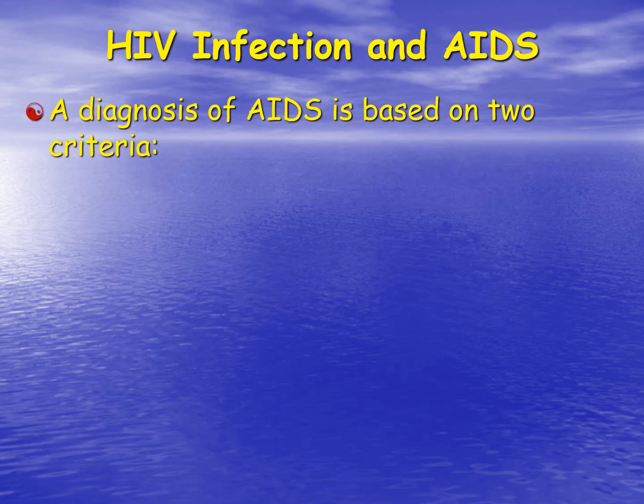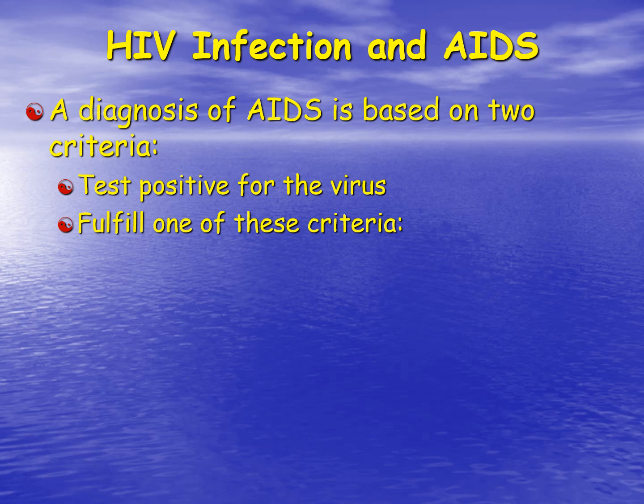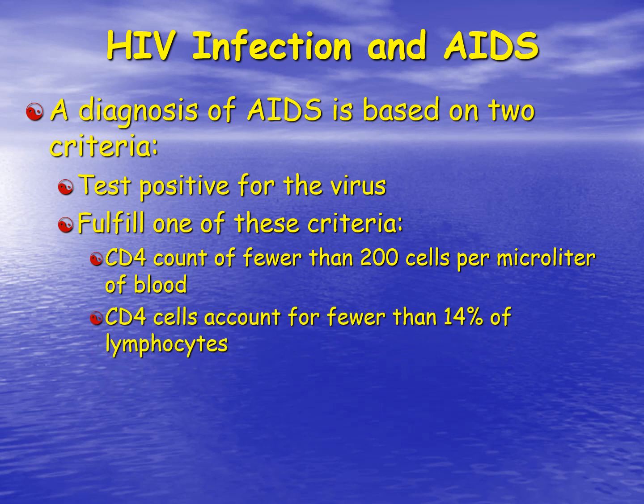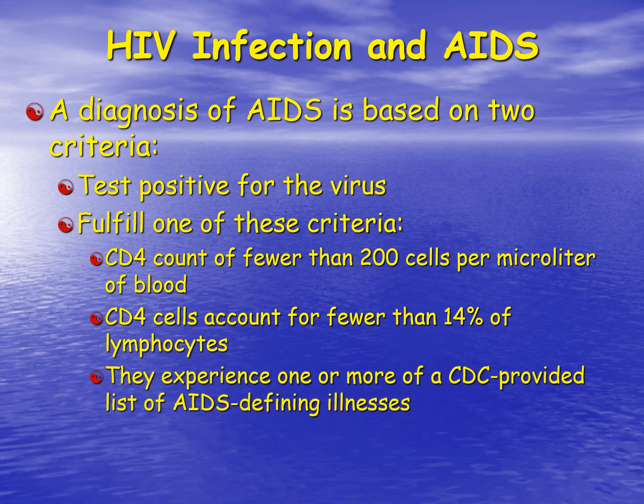A diagnosis of AIDS is based on two criteria. First, testing positive for HIV, and the fulfillment of one of the following criteria. A CD4 count, or T helper cell count, of fewer than 200 T helper cells per microliter of blood, or CD4 counts account for fewer than 14% of all lymphocytes. Or if the person is experiencing one or more of the CDC-provided list of AIDS-defining illnesses.